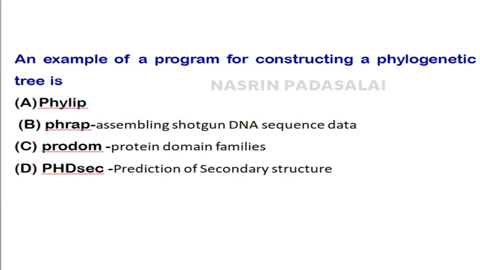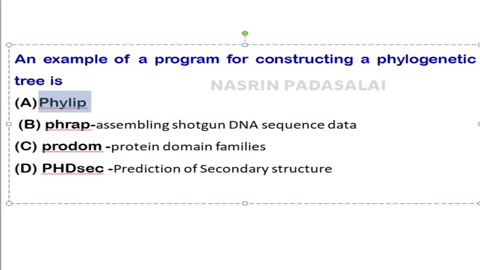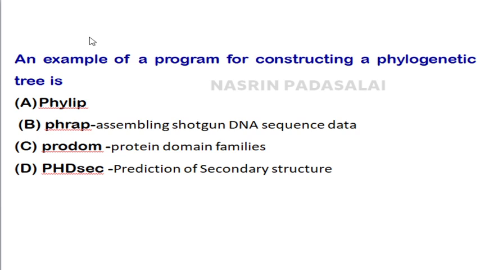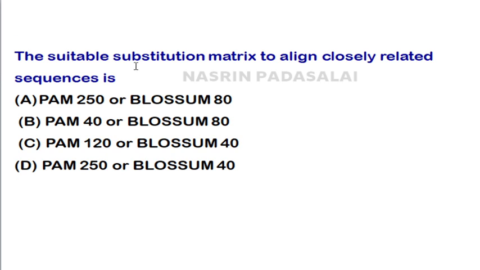So the next question is an example of a program for constructing a phylogenetic tree. The correct answer given is PHYLIP, friends. So these are general purpose packages or software for constructing phylogenetic trees: PHYLIP, MEGA, PhyloWin, next is EMBOSS, ETE, CView, Clustal. This software is used for constructing phylogenetic trees. Whereas if you take FRAC, this is used for assembling shotgun DNA sequence data. ProDom is a database for identifying protein domain families, and PHD-SEC is used for prediction of secondary structure.